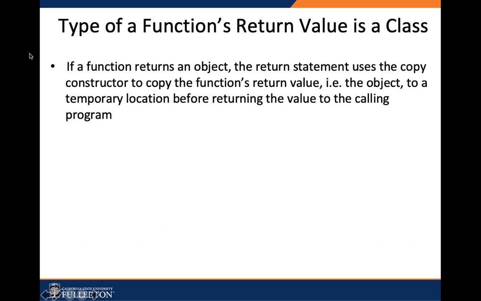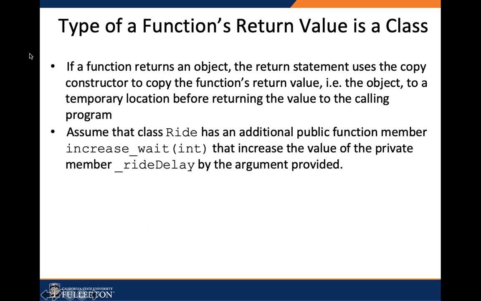What happens if the type of a function returned is a class? If a function returns an object of a certain class, the return statement will use a copy constructor to copy the function return value, which is the object, to a temporary location before returning the value to the calling program. Let's assume that the class write has an additional public member function called increaseWait, which has a single argument of type integer, and that will increase the value of the private member write delay by the argument provided.